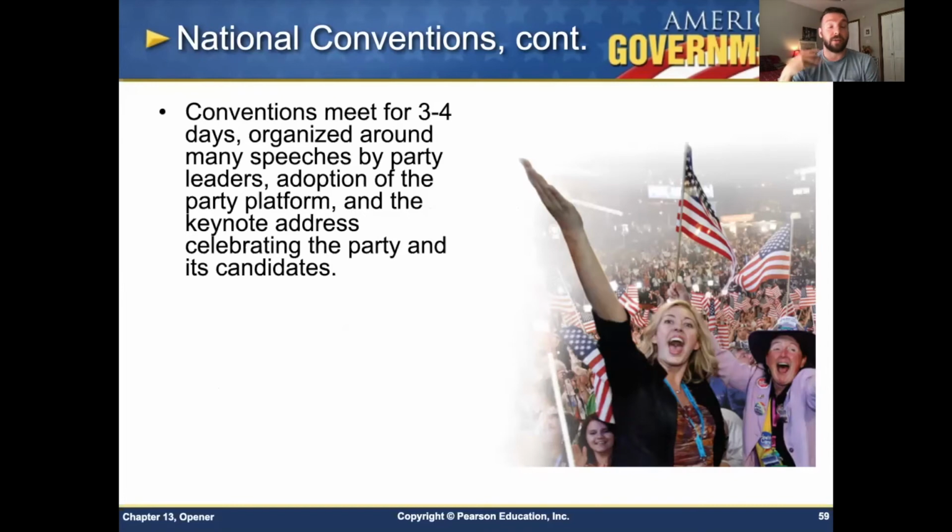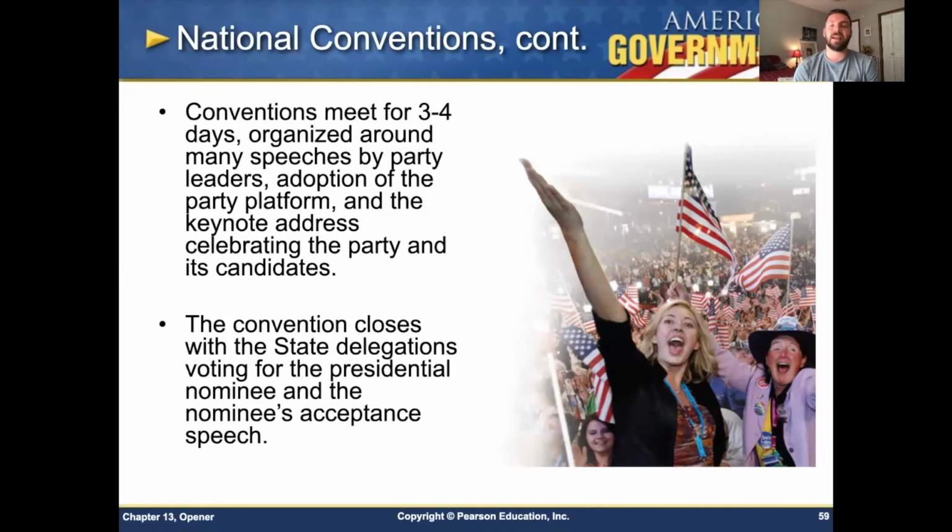They're organized around speeches delivered by party leaders. You've got a keynote speaker. The thing about the keynote speaker, and I'll point this out very quickly: usually this keynote address is the kind of opening address. It's one of those main event things during the convention. The parties will usually give that keynote speech to an up-and-coming star in the party.